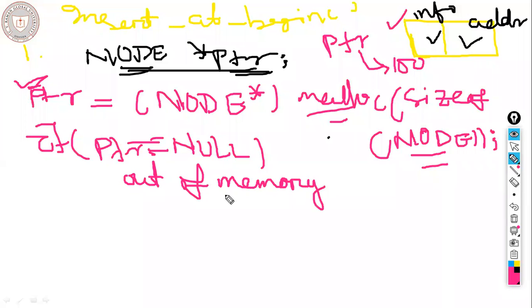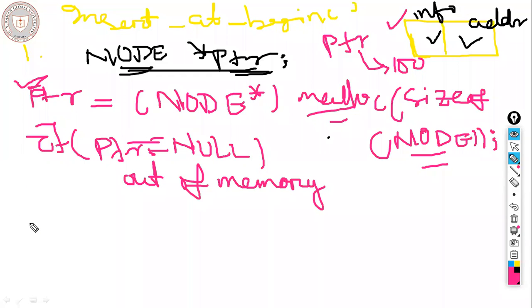That means there is no space in your memory to occupy this new node. That means ptr is equal to null. It is insufficient memory, out of memory. Your memory is not sufficient to hold the newly allocated node. So it is out of memory.